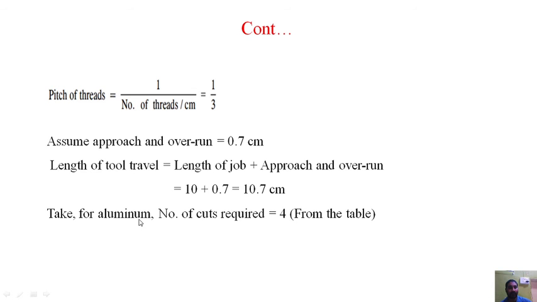For aluminum, the number of cuts also he has asked us to assume. So from the table for aluminum, the number of cuts required is 4. Depending upon the material, we have a table for taking the number of cuts. He has mentioned that this component is made up of aluminum, so we require 4 cuts for aluminum. We are taking it from the table.